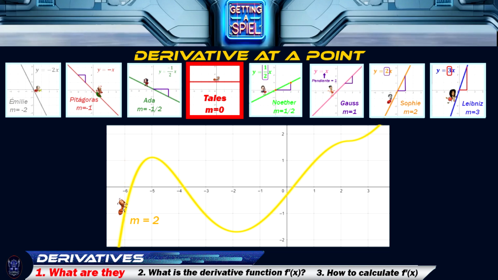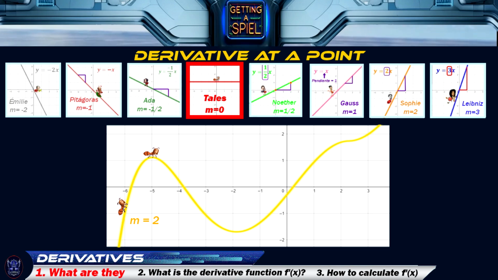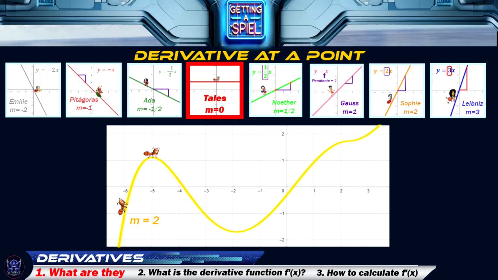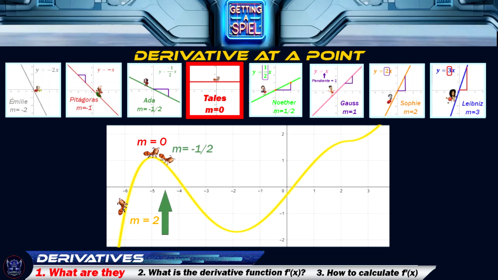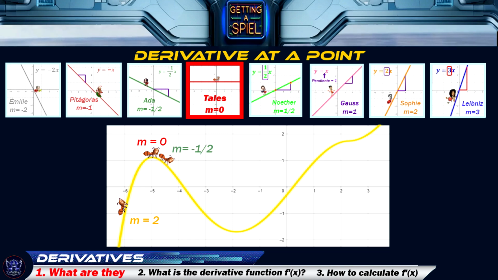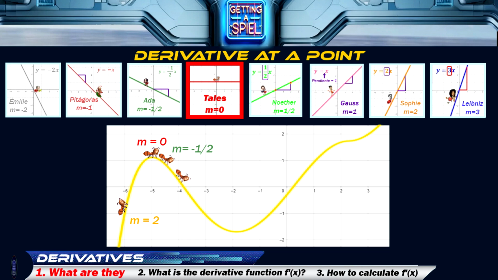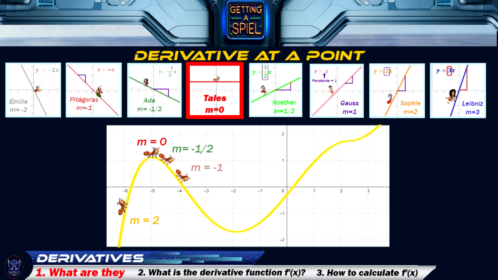Now Hypatia is completely horizontal, she's at a maximum. Her slope at x equals -5 is like Tails, 0. Now Hypatia has the same slope as Ada. Her slope at x equals -4.5 is -1/2. Let's keep going because you are getting the hang of derivatives. Now Hypatia has a slope like Pythagoras. Her slope at x equals -4 is -1, and so on.